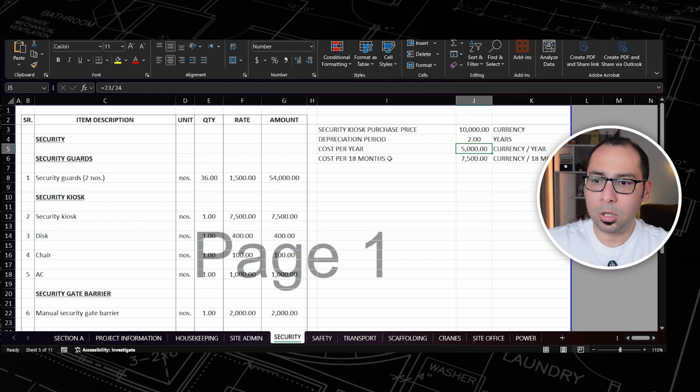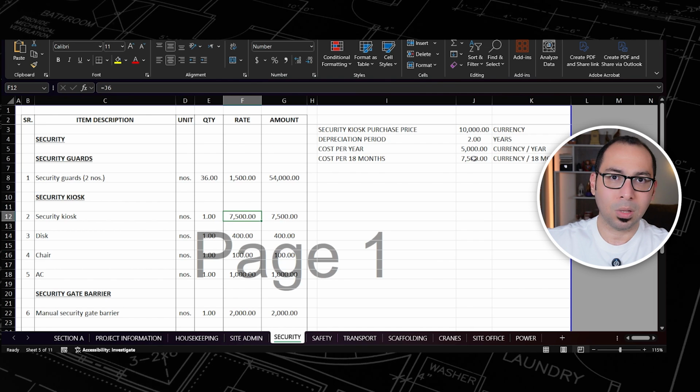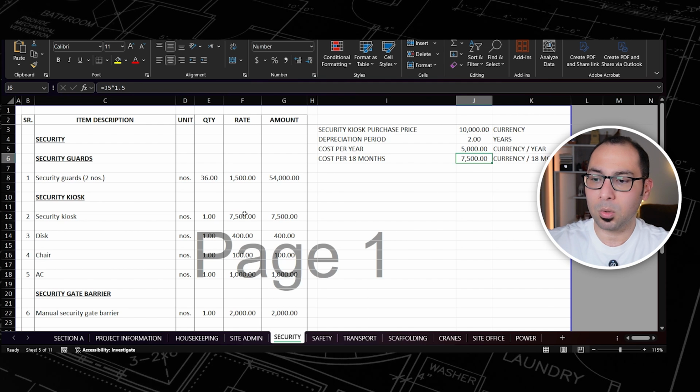So if the project duration is 18 months, so all I have to do is to multiply the 5,000 by 1.5. And I am putting this value here, which is the 7,500. So if you notice, I am not charging the full purchase price of the kiosk to this project. No, I am charging a portion of it, which is 7,500. So that's how I got this number.